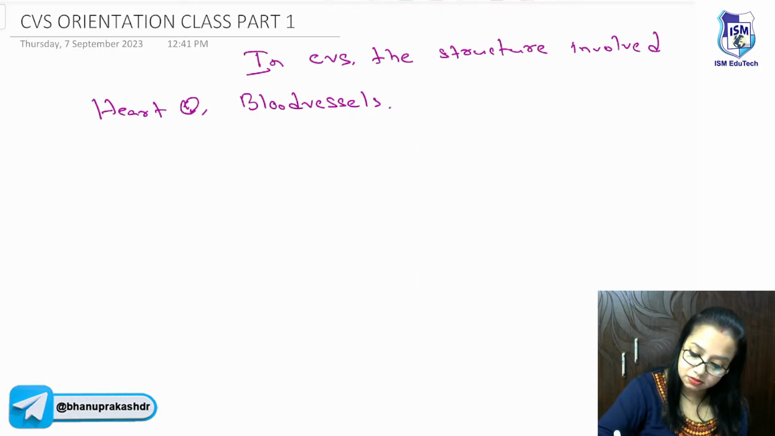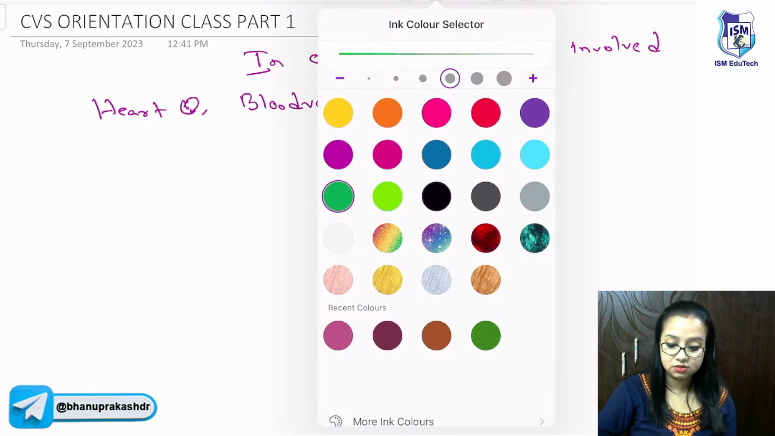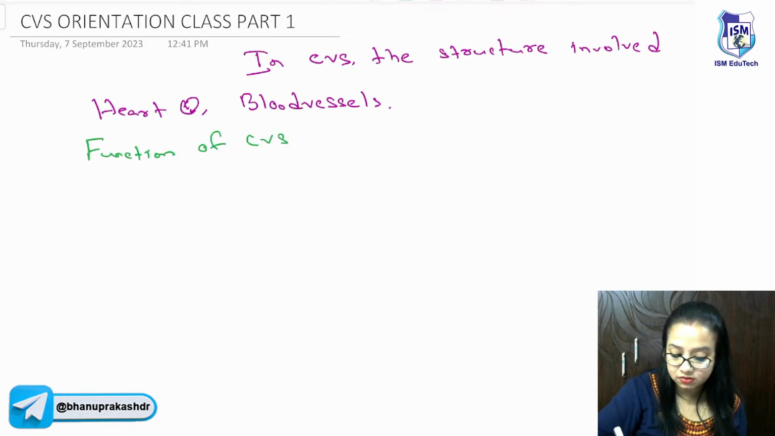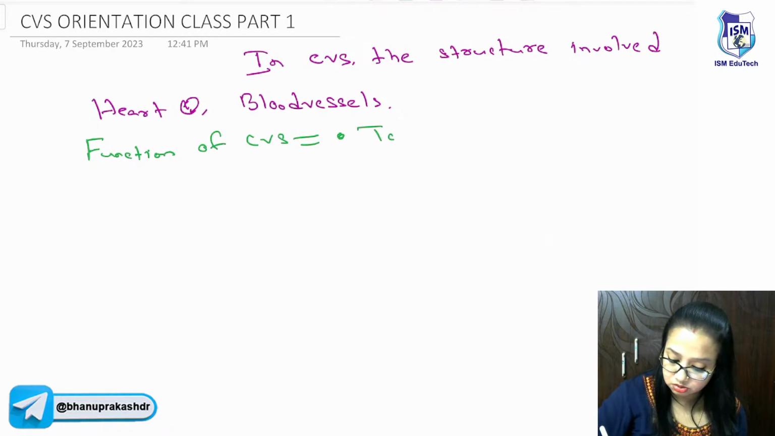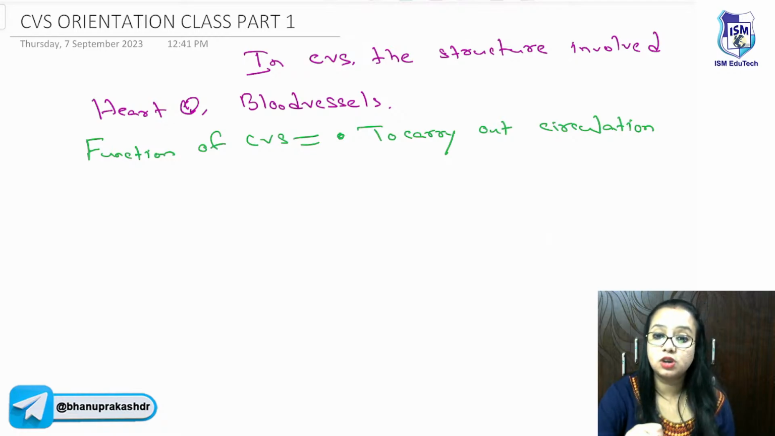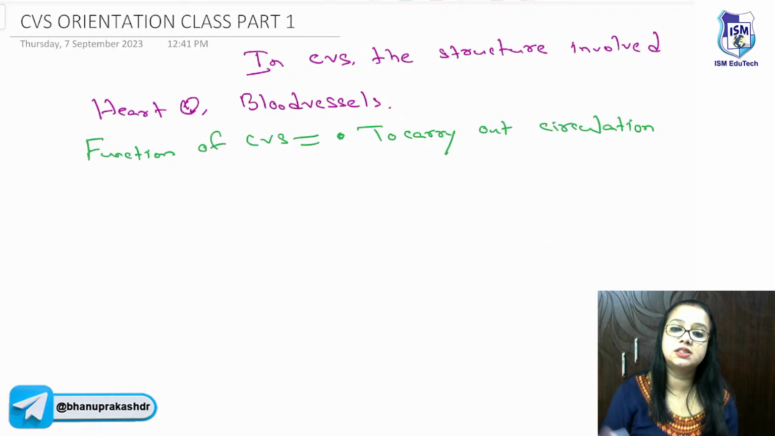Now, what is the main function or purpose of this cardiovascular system, as a whole? The function of the cardiovascular system is to carry out circulation. So, the heart is contracting and relaxing and it is pumping blood to all the structures, including itself.